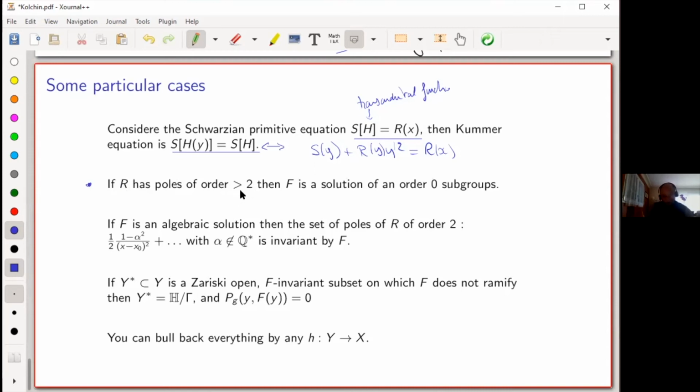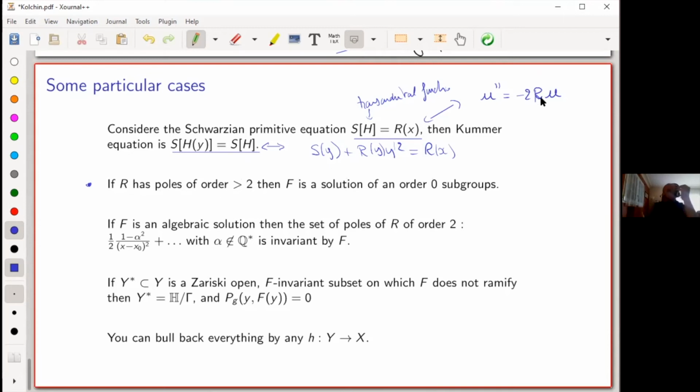If there are big enough poles, then F must be a solution of an order 0 subgroup. To see that, you just have to look at this equation. This equation is, again, basically the equation I wrote before. Maybe there is a minus if I put it this way. So this is R, this second order linear equation. And you know many things about that, especially the poles that have order bigger than 2.